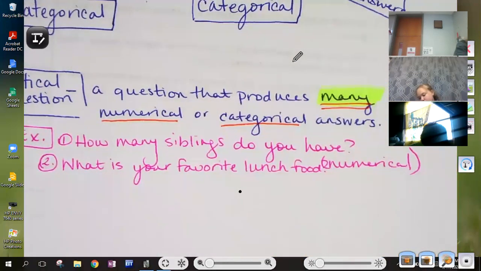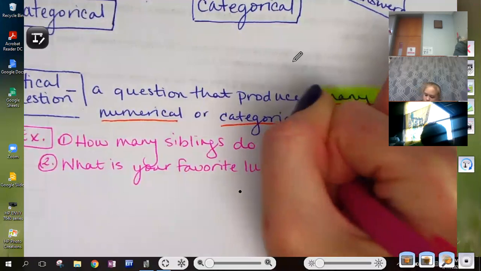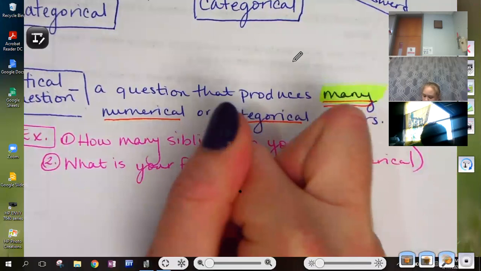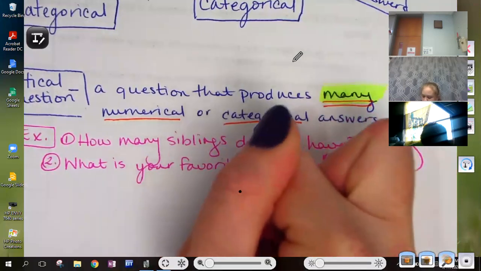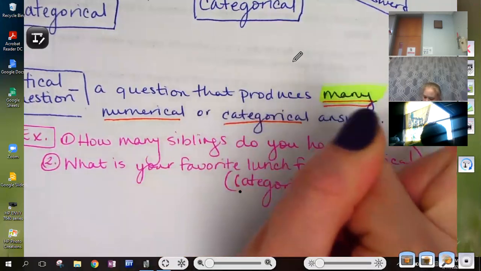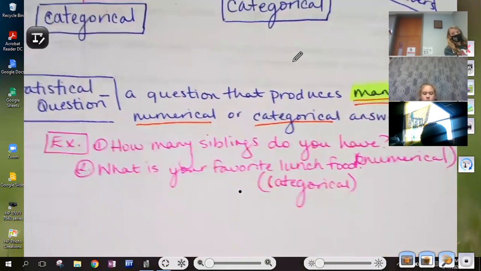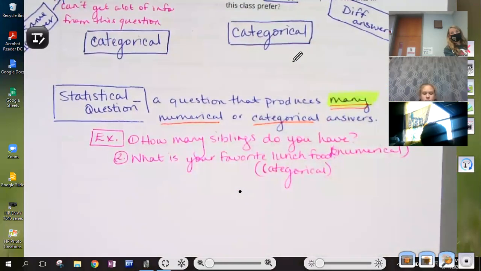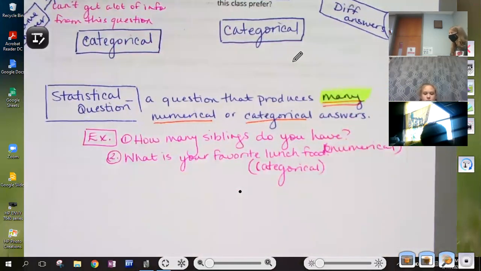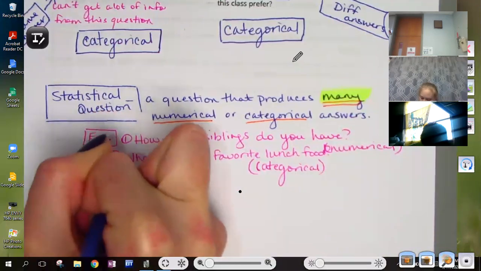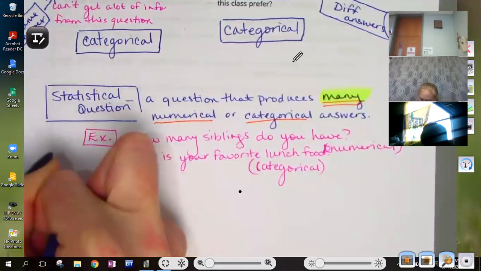Oops, kind of ran into the other one. And we said that would produce categorical data. All right, so does that make sense? Okay. And then finally, the other word, non-statistical question.